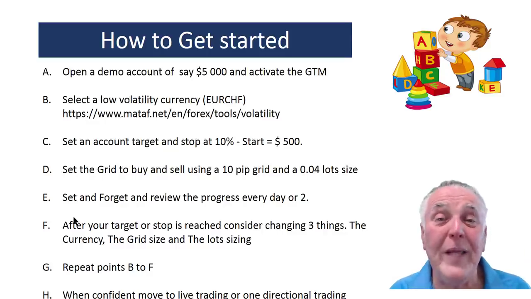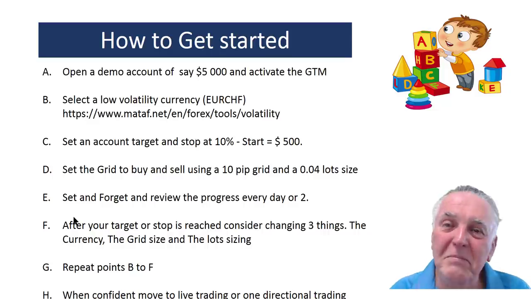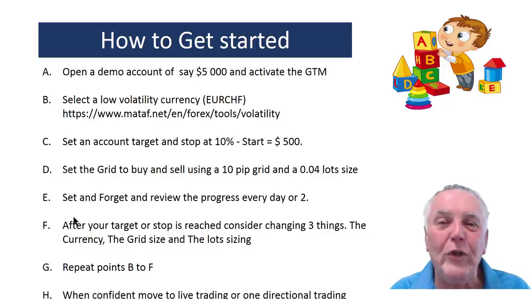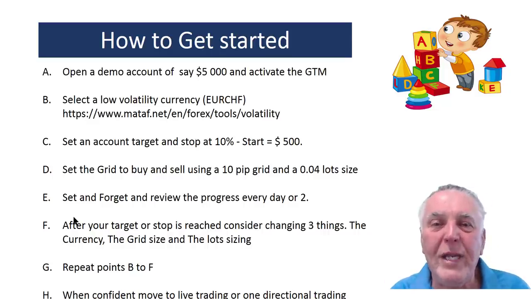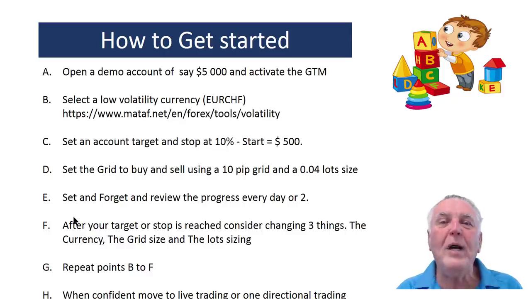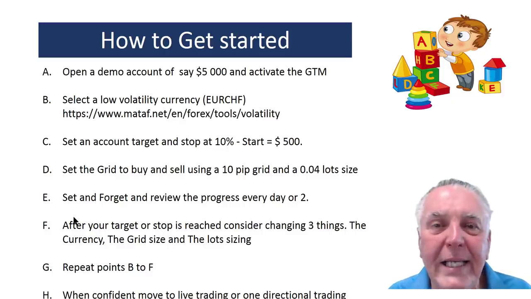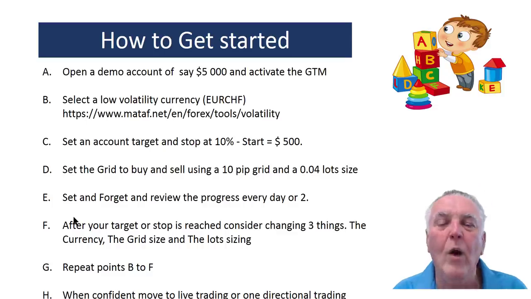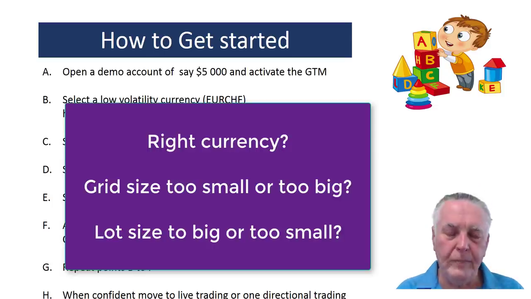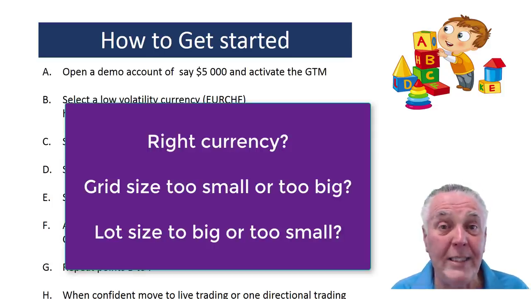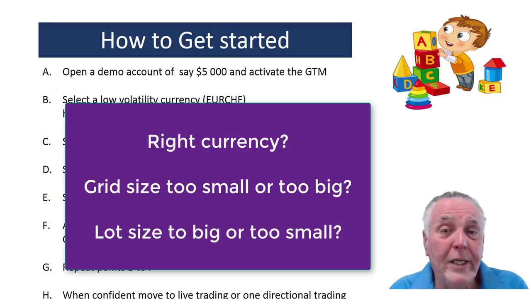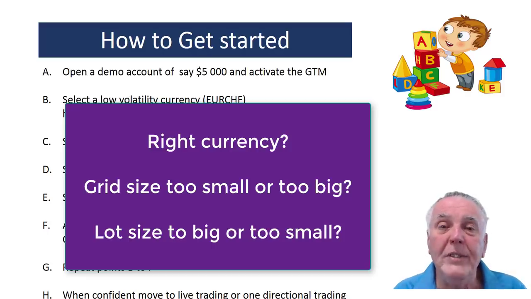And if it's positive, that's great. If it's negative, that's just too bad. But you then need to look at only three actions. And that's why this technique is so simple. All you need to look at is say, did I trade the right currency? If not, change the currency or keep the currency and change a few other things. Did I trade the right grid size?